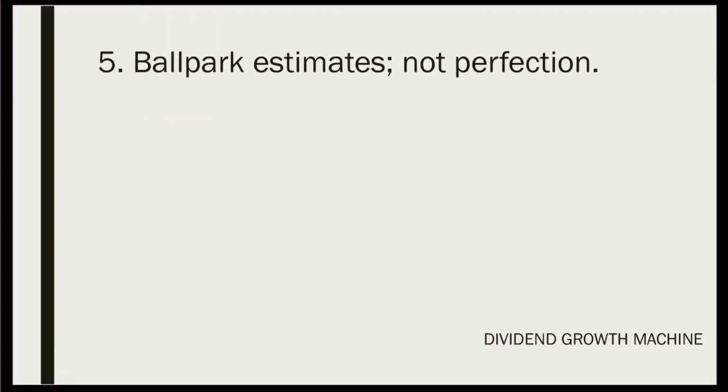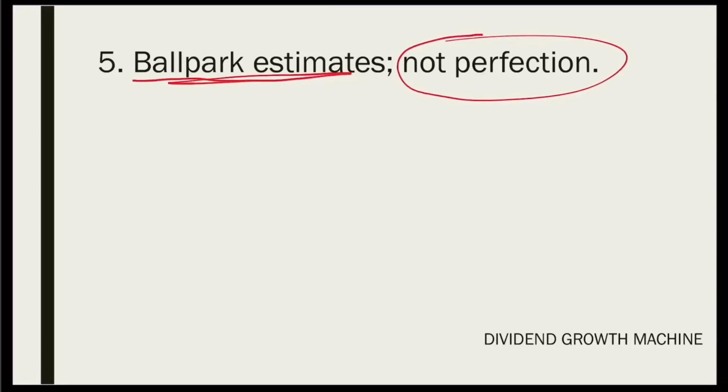Number 5, Buffett talks about using ballpark estimates, not perfection. So if you're coming up with calculations that result in a fair value of $37 and 8 cents and rounding it to the 5th decimal point, okay, this is not valuation.